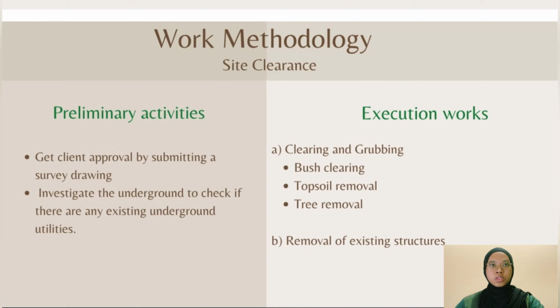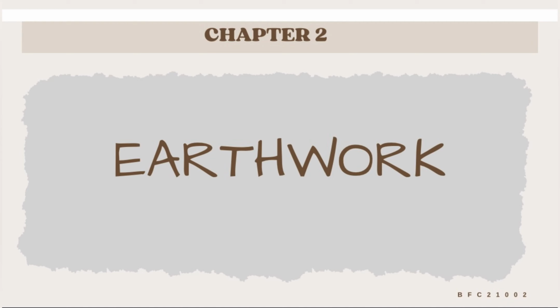Next is work methodology of site clearance. It has two parts, which are preliminary activities and execution work. In preliminary activities, we need to get client approval by submitting a survey drawing, and we need to investigate the underground to check if there are any existing structures underground to reduce damage during site clearing. For execution work, we have clearing and grubbing, which contains work like bush clearing, topsoil removal, and tree removal, and the other one is removing existing structures.